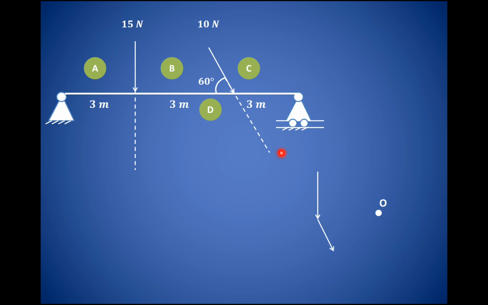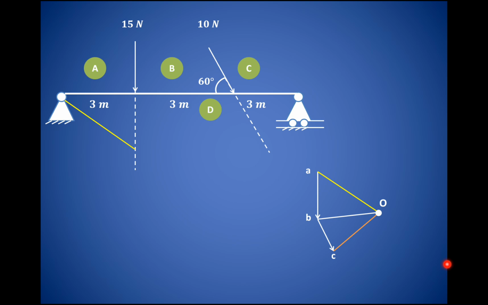Similarly, we'll draw another vector which is parallel to the 10 Newton force. 10 divided by 5 is 2, so this length will be 2 centimeter. So AB has to be 3 centimeter and BC has to be 2 centimeter. Now join these points with O. So we have obtained the various rays over here. OA, OB and OC are the rays obtained by joining the points A, B, C with O.